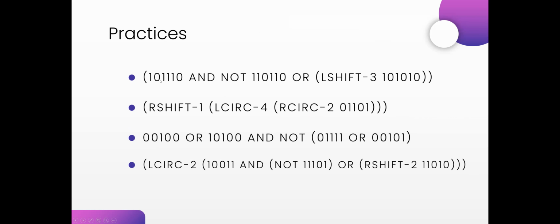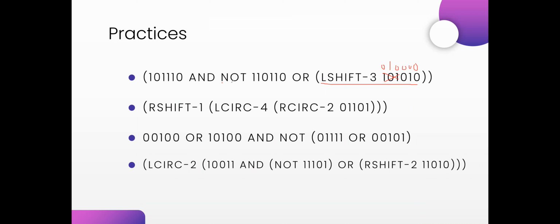So the first one, 101110 and not 110111 10 or shift. You can see first I have to evaluate this. In the ACSL competition, they do not have enough space. So when you shift this by 3, basically you remove these 3 and you get 010, filling in all the 0s. So if you evaluate this first, you get 010000. This is the first step.